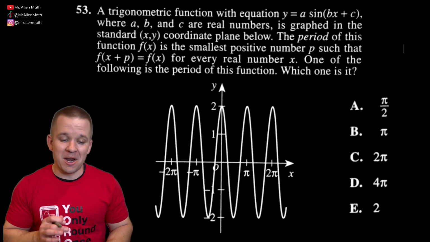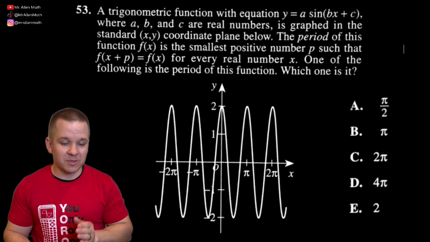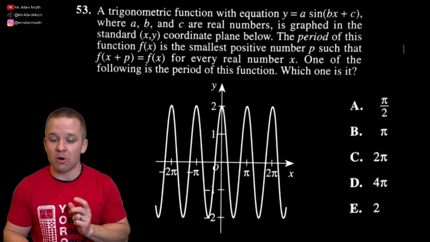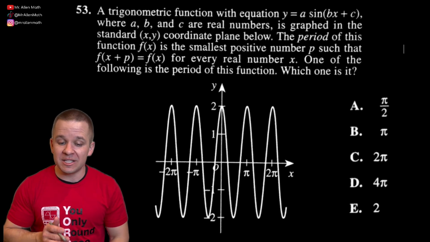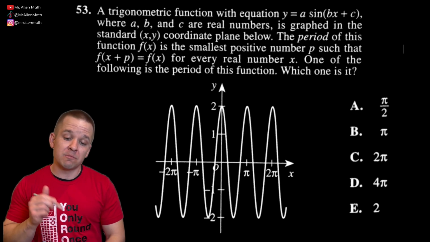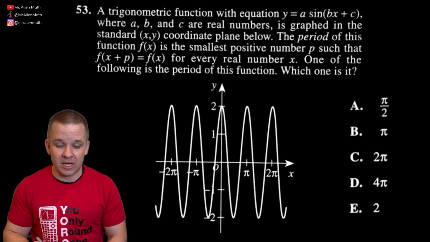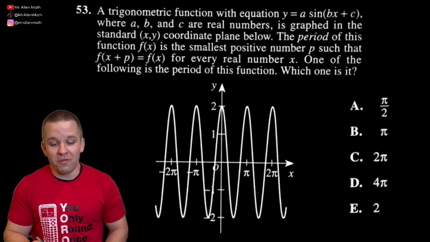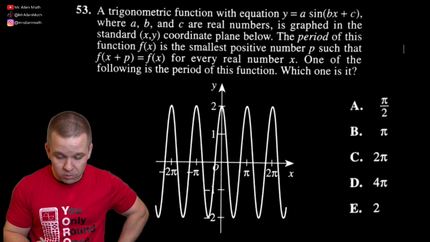All right, this one looks intimidating. We have a trigonometric function with equation y equals a sine of bx plus c, where a, b, and c are real numbers, just like integers, fractions, could be anything, is graphed in the standard xy coordinate plane below. The period of this function f of x is the smallest positive number p, such that f of x plus p equals f of x for every real number x. One of the following is the period of this function. Which one is it? Whew.